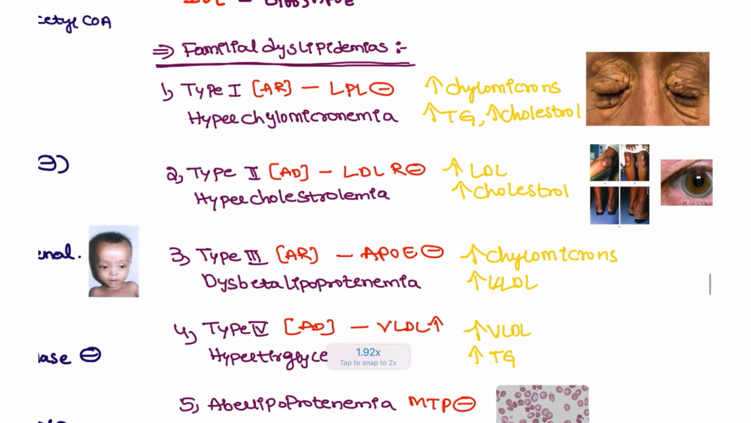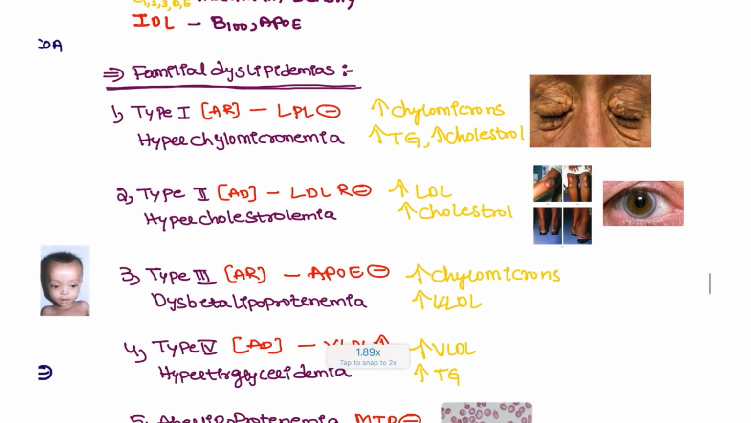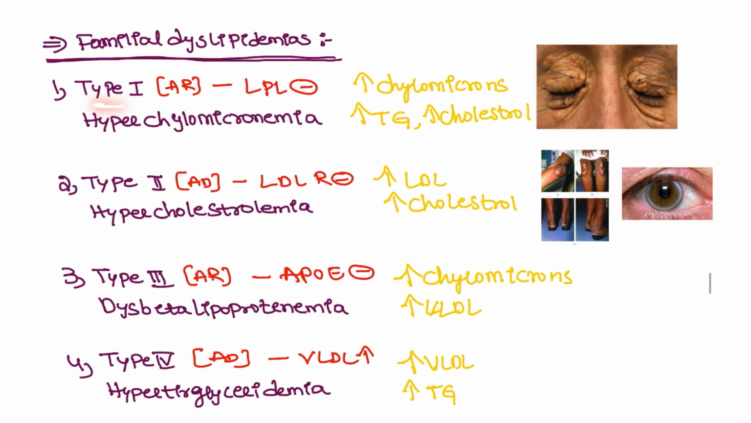Next, familial dyslipidemias. Here you can see type 1 is autosomal recessive, with lipoprotein lipase deficiency. Increased chylomicrons, triglycerides and cholesterol will be seen in this patient. Hyperchylomicronemia: chylomicrons will be increased. These kinds of xanthomas will be seen on the patient's skin.